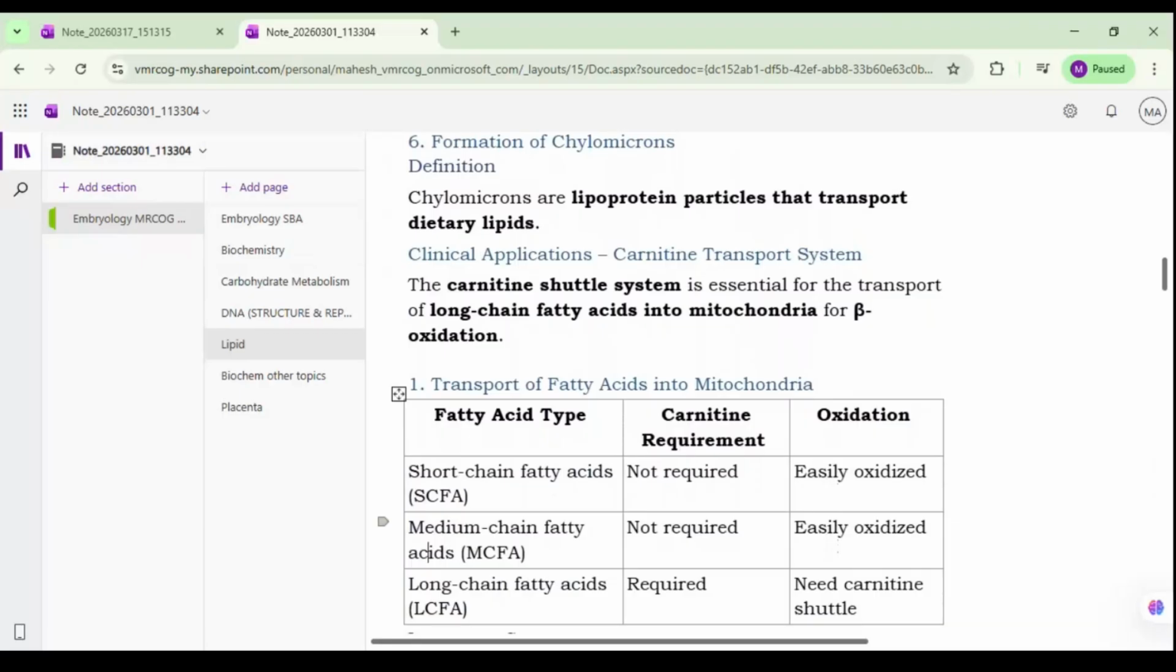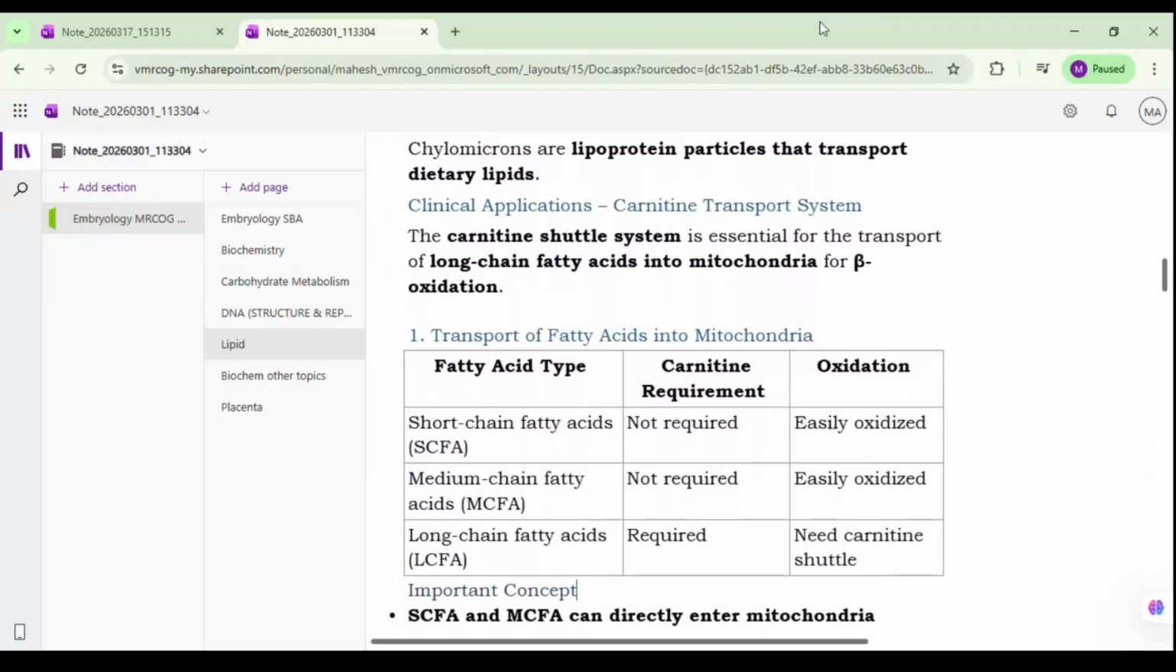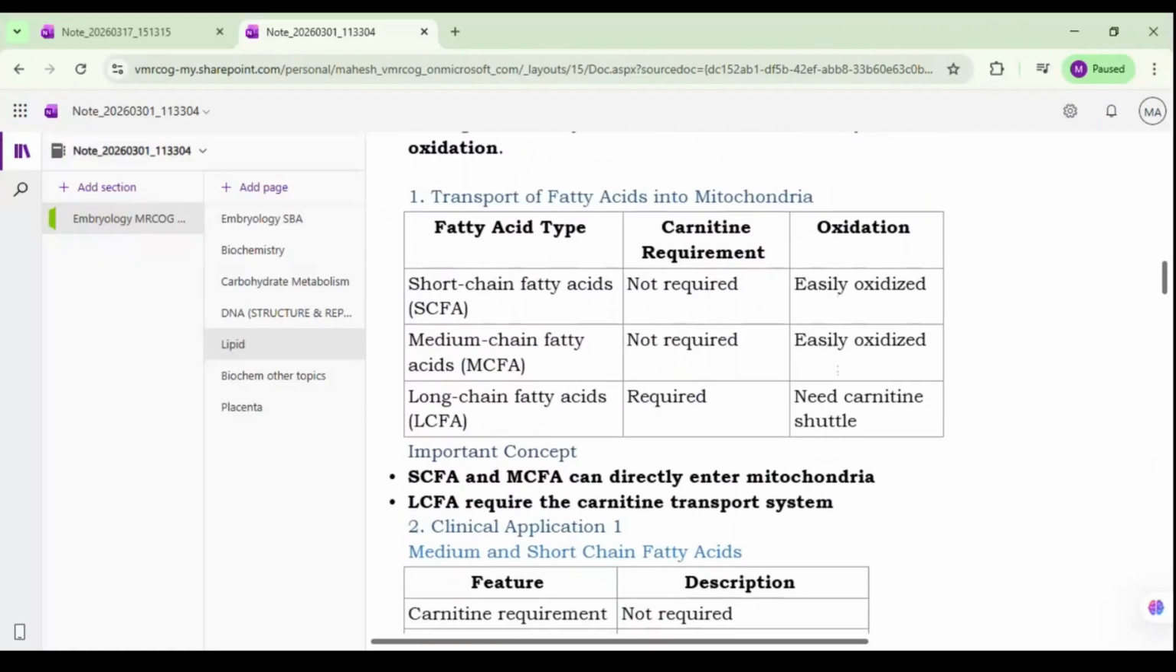However, short chain and medium chain fatty acids are directly oxidized. Okay, they will cross the membrane easily. They will have direct access into the mitochondria, but not the long chain fatty acids, and they will require this carnitine shuttle. Okay, so the important concept is that short chain fatty acids and medium chain fatty acids can directly enter mitochondria. Long chain fatty acids will require the carnitine transport system.